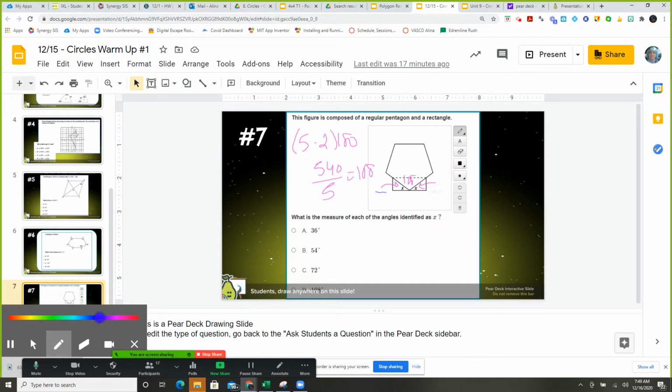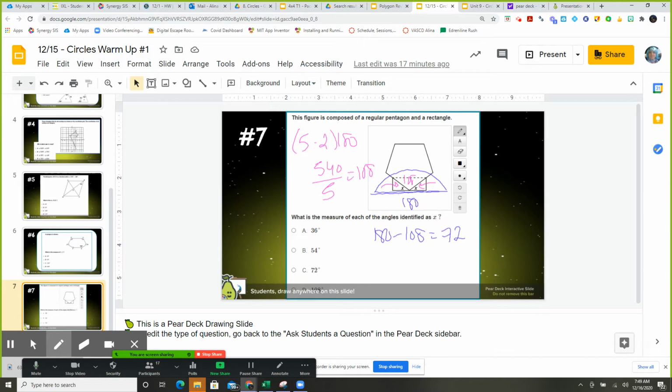And then what do you know? That you should subtract 180 and 108 and you get 72. Absolutely. So that's a straight line. Those three angles make a linear pair, or a linear trio in this case. So we can do 180 minus 108, which gives us 72.